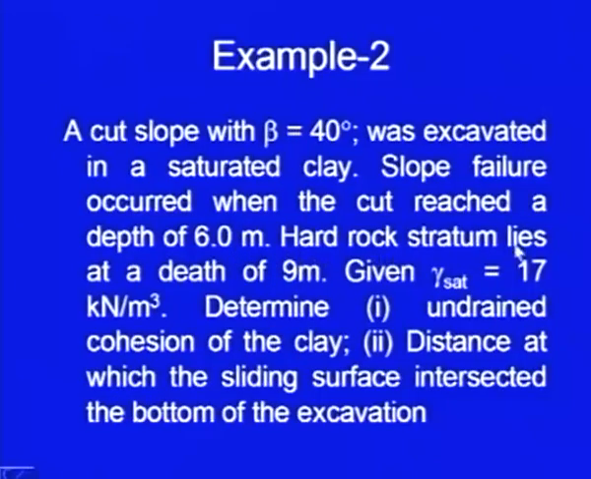Hard rock stratum lies at a depth of 9 meter. Now, this is given here, the firm base is available at a depth of 9 meter. Given gamma saturated is 17, determine the undrained cohesion of the clay. Now, here it is the property which we are trying to determine using the back analysis. Secondly, determine the distance at which the sliding surface intersected the bottom of the excavation.